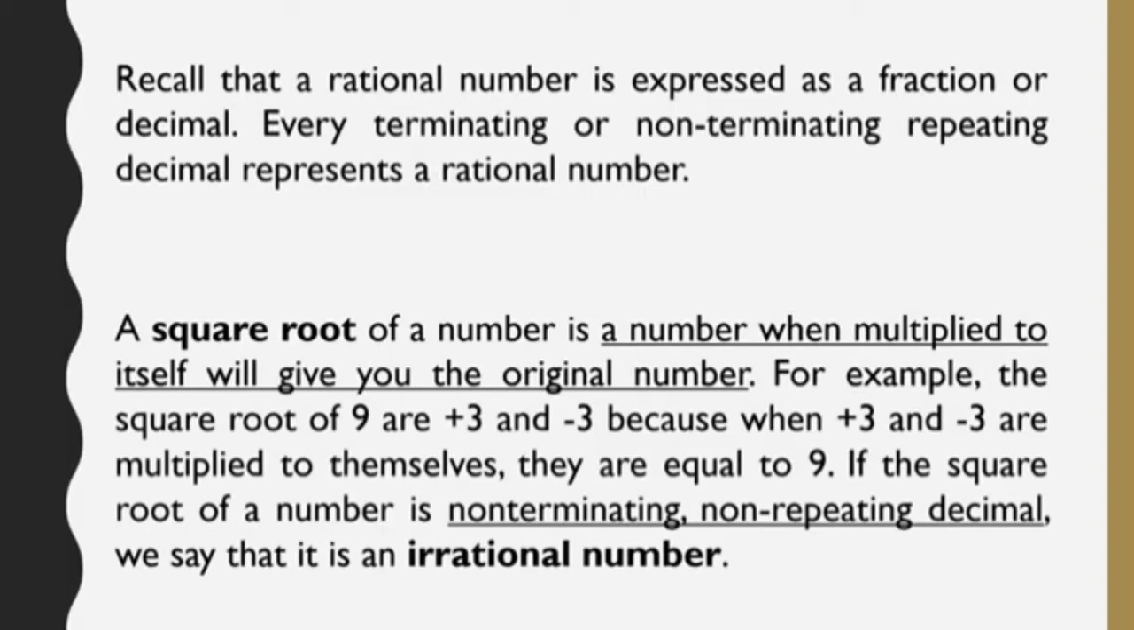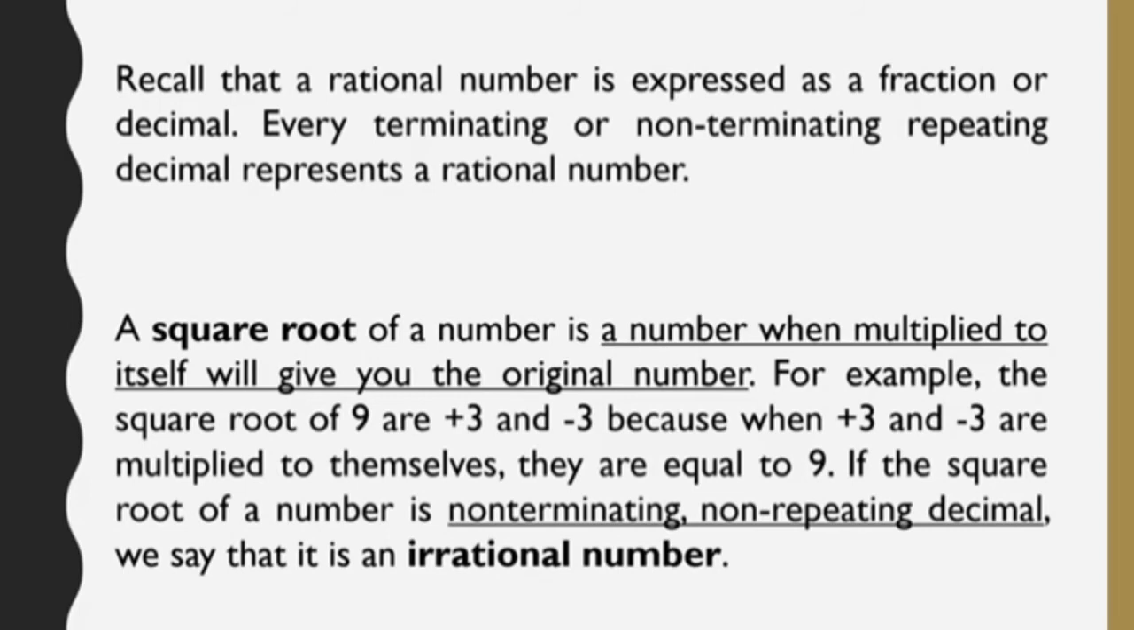the original number. For example, the square roots of 9 are positive 3 and negative 3, because when the positive 3 and the negative 3 are multiplied to themselves, they are equal to 9. So halimbawa, let us multiply positive 3 times positive 3, the answer is positive 9. Negative 3 times negative 3, the answer is also 9 because negative times negative is positive.